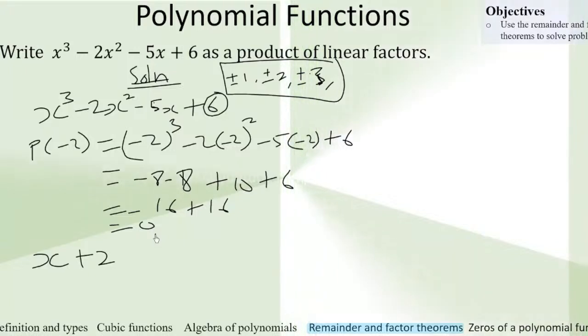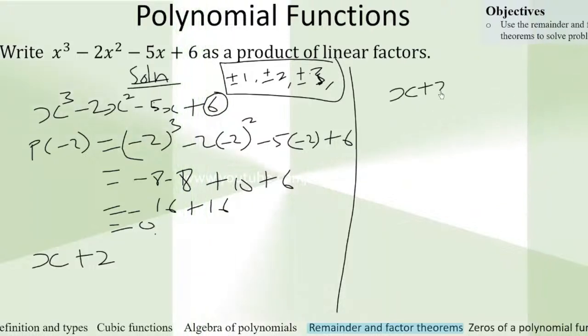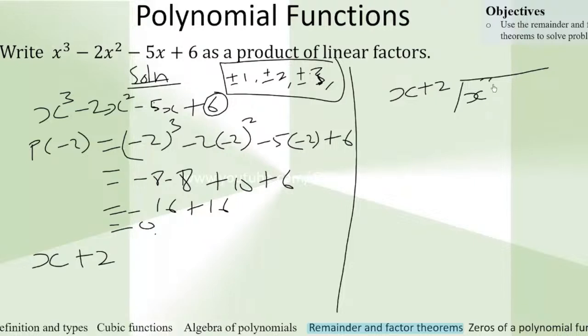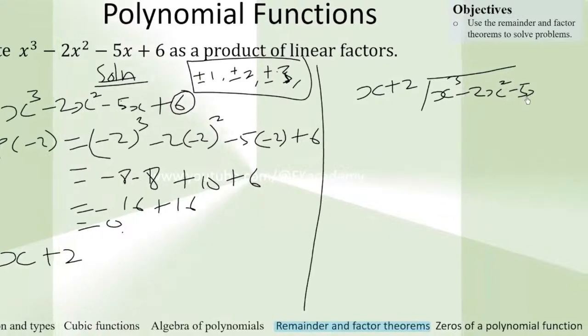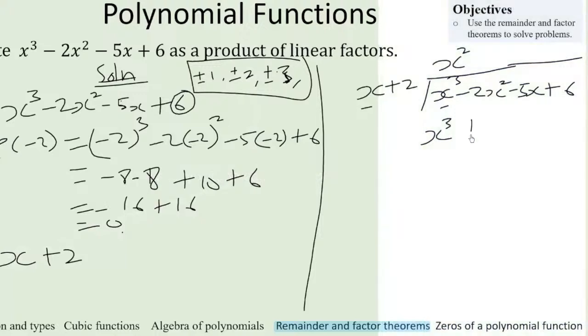So we can divide to get the remaining factors. We can keep trying all of them, but that will waste time. So we can do long division. We have x plus 2 here. Then we have the polynomial x cubed minus 2x squared minus 5x plus 6. So when we divide x cubed by x, we get x squared. Then x squared times x will give you x cubed. Then x squared times 2 will give you plus 2x squared.